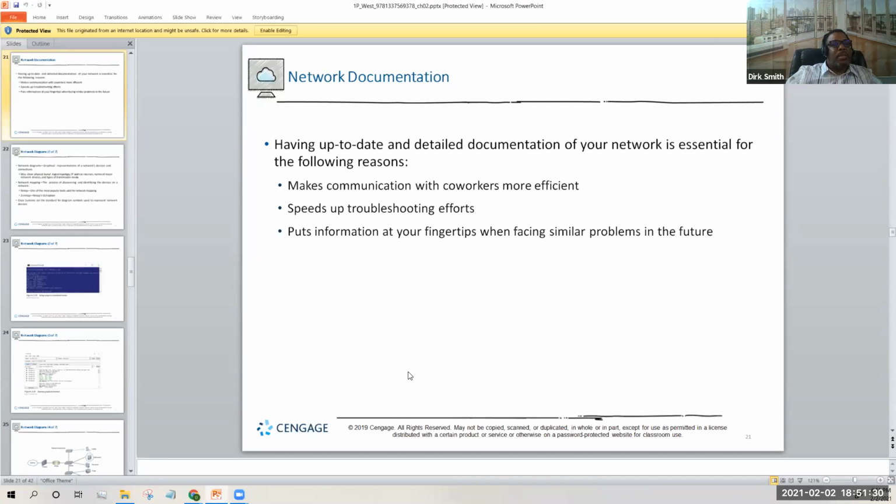Documentation. Documentation is key in networking, because no one wants to go into a spider web nest of wires and you don't know what they're doing. So when you're documenting things, you can document it in several different ways. You can document them on a network diagram, and you lay out the network. It makes communication with coworkers more efficient when you can just point things out and tell them exactly where things are.